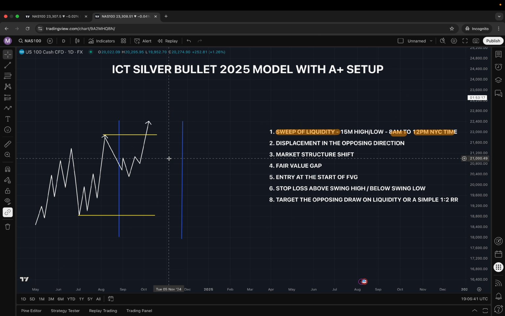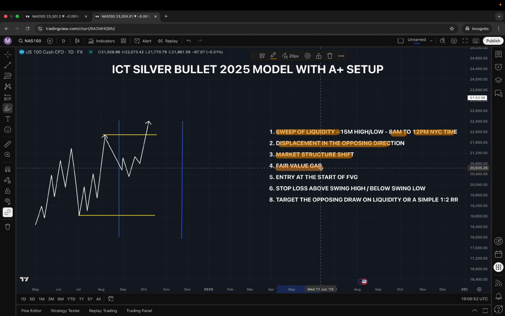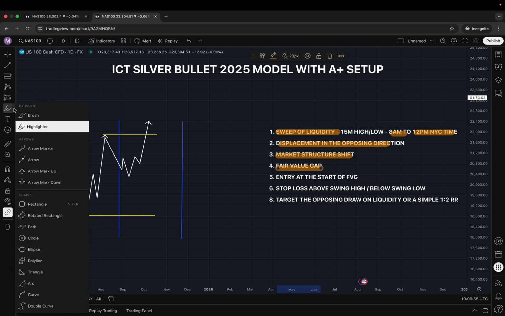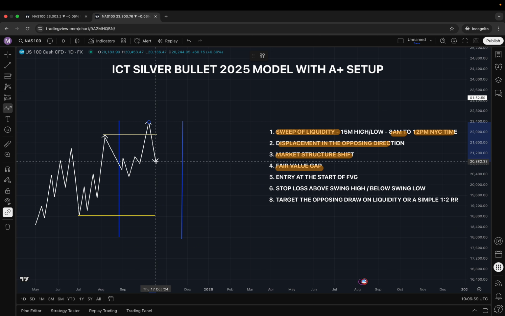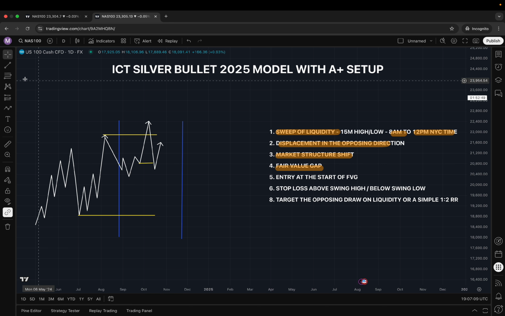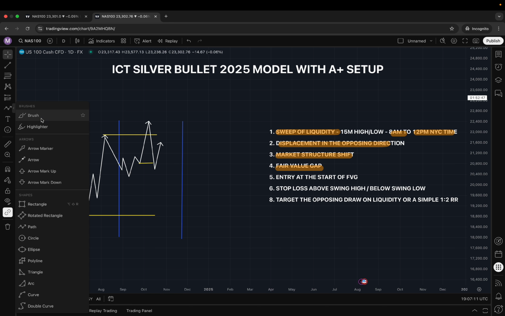Once price displaces, we then wait for a fair value gap. So I'll just go ahead and show you. So displacement in the opposite direction, a market structure shift, and then a fair value gap. So let's go ahead and mark out the fair value gap and the market displacement. So we want a displacement something like this. So this would be our displacement and this would be our market structure shift. I'll just go ahead and highlight the part which represents the displacement.